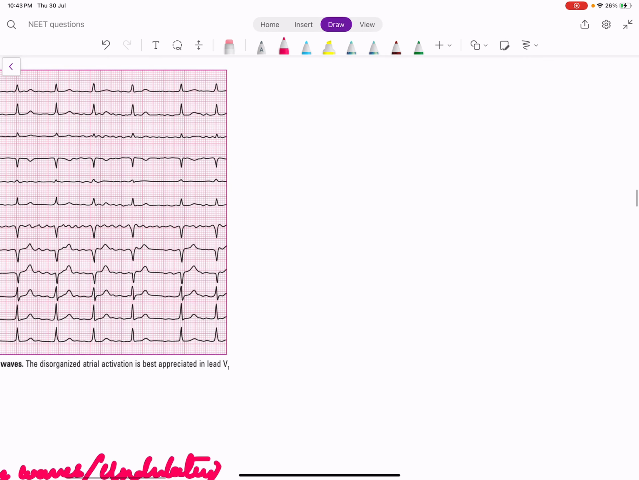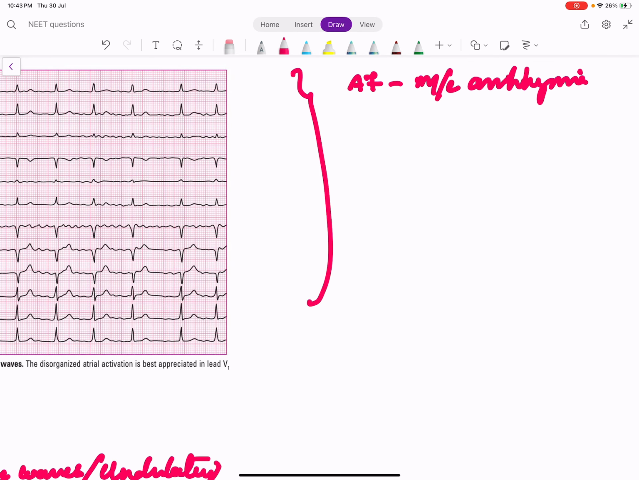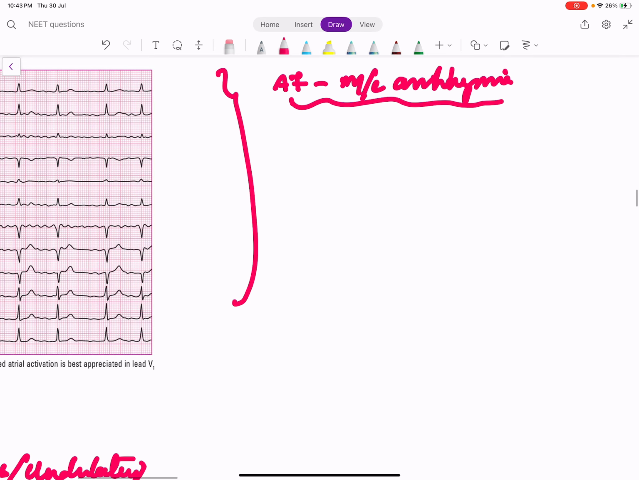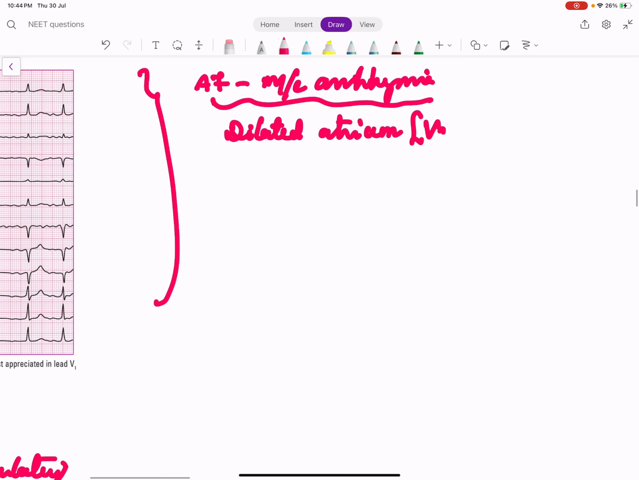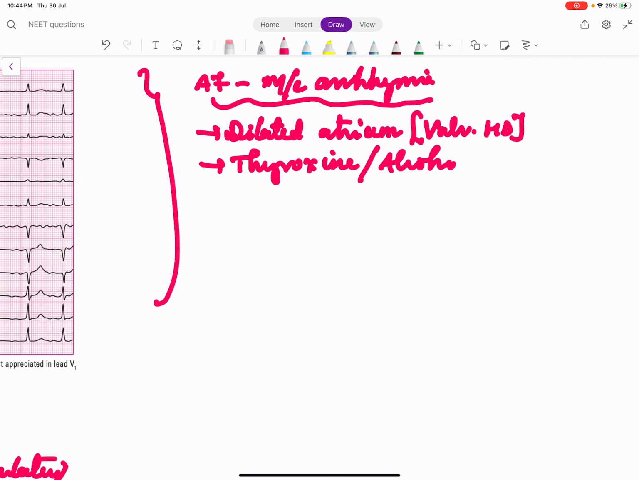Atrial fibrillation is the most common arrhythmia overall, the most common clinically significant arrhythmia overall. That's why it's given so much importance. Usually any condition causing a dilated atrium, we are going to discuss it in short. Any condition causing a dilated atrium, usually valvular heart disease, eventually causes atrial fibrillation. Or some drugs or conditions like thyroxine or hyperthyroidism or alcohol, etc. can cause it.